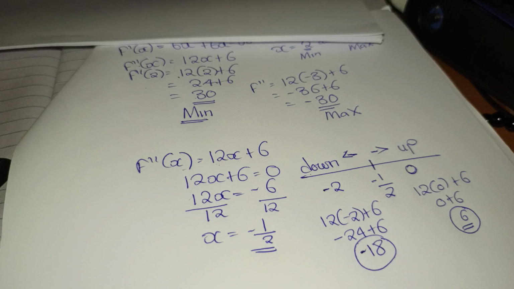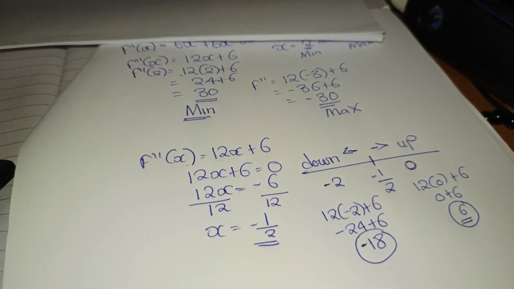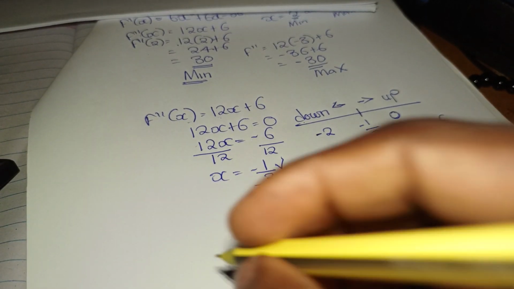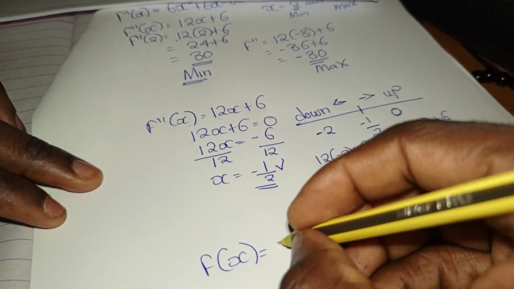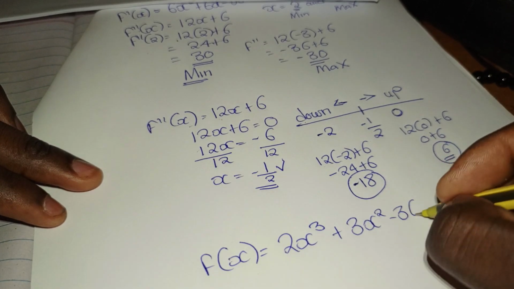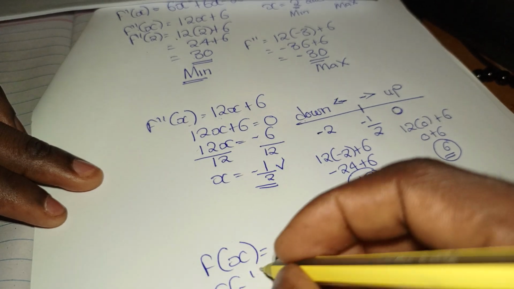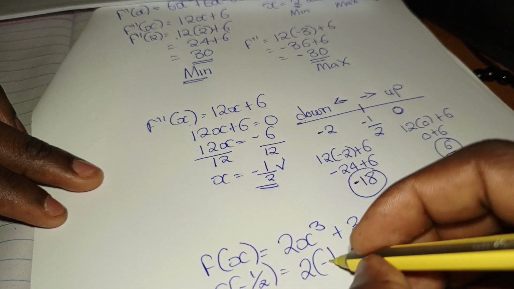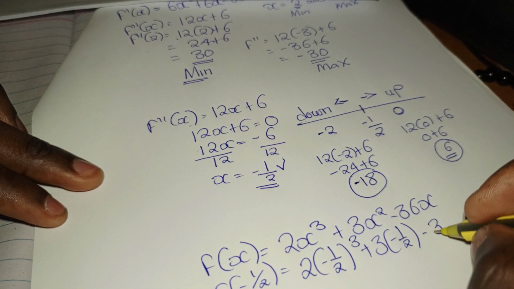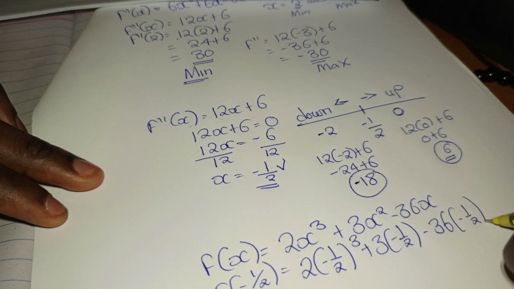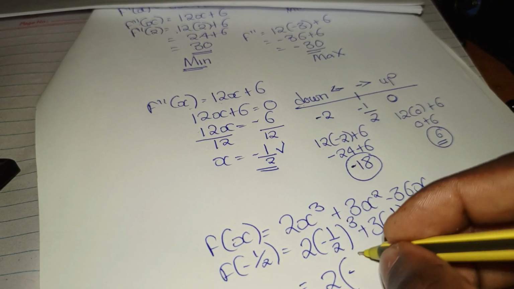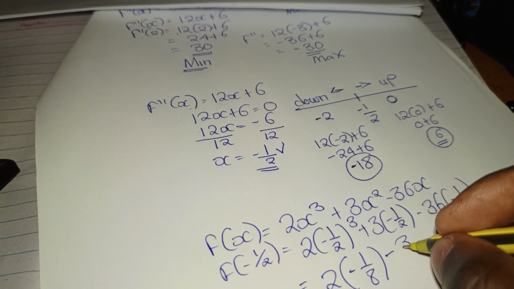Then, for you to find the points of inflection, you take this value you have found and replace it in the original function. In this case, the original function is this one, the one we had found, minus 36x. Then you put that -1/2 in here. In short, you are looking for the y value. Remember, we said the points of inflection is where it changes concavity.